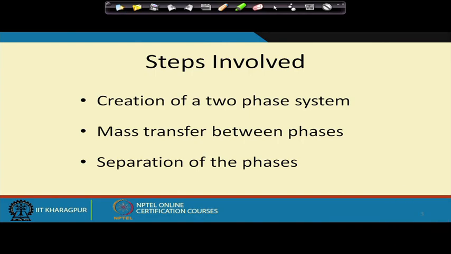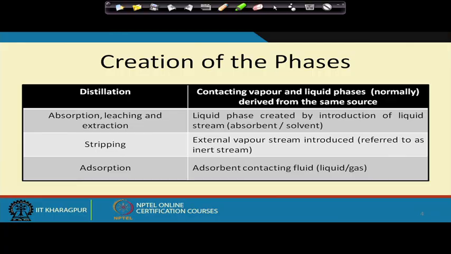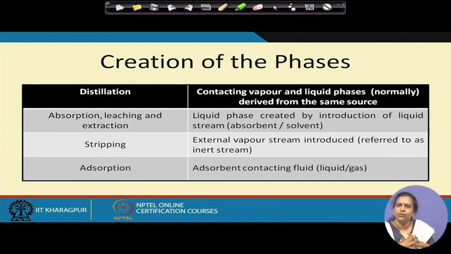First we need to create two phases, and then we need to have mass transfer between the two phases. How do we create the two phases? For distillation, we find that creation of the two phases is just by heat. We have the components in the liquid phase, we apply heat, we have a vapor phase. Naturally, the vapor phase is richer in the more volatile component, the liquid phase is richer in the less volatile component, and we keep on contacting them and separating them and again contacting them.